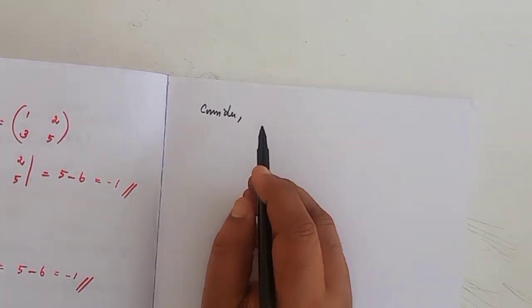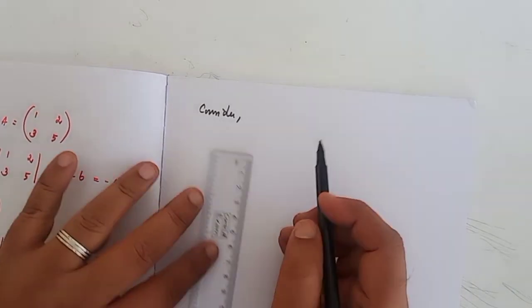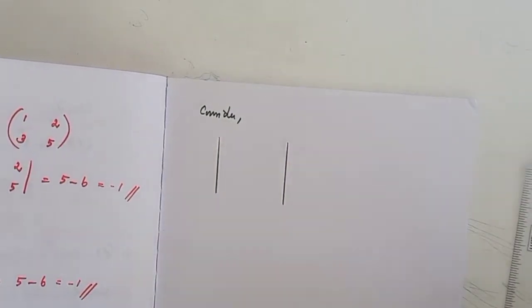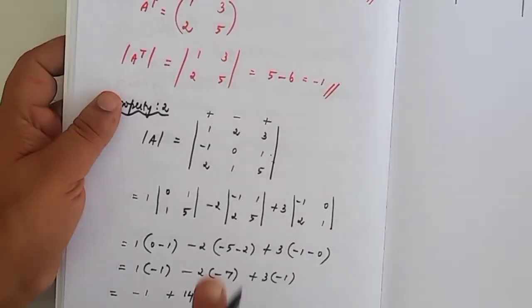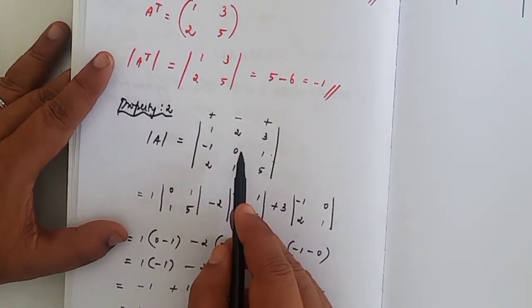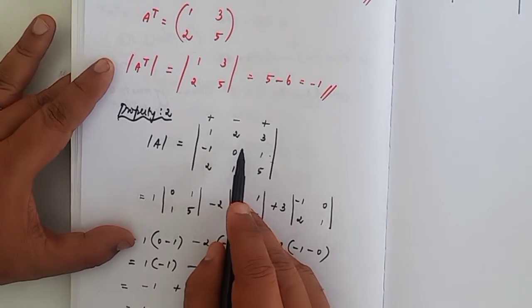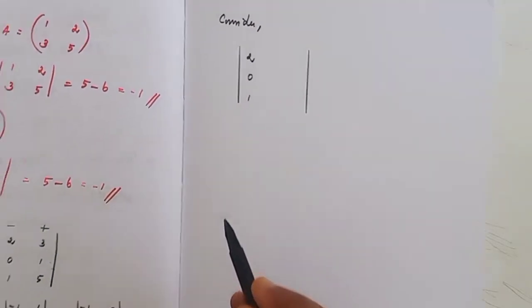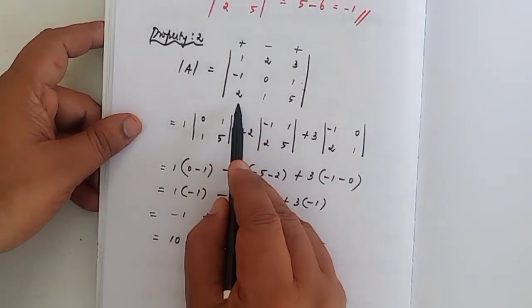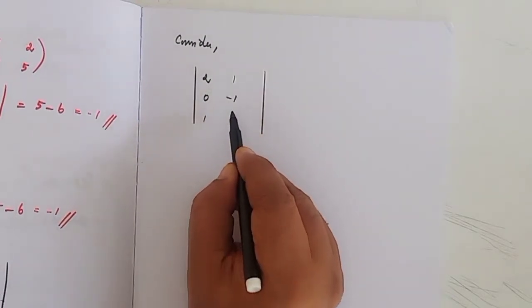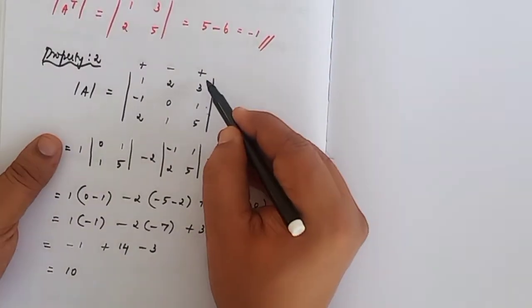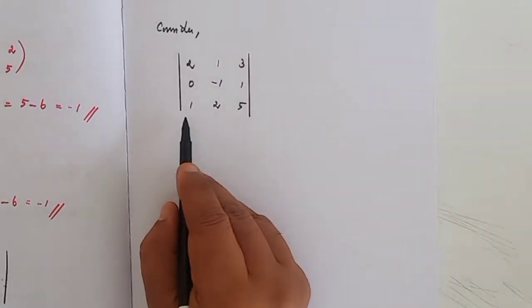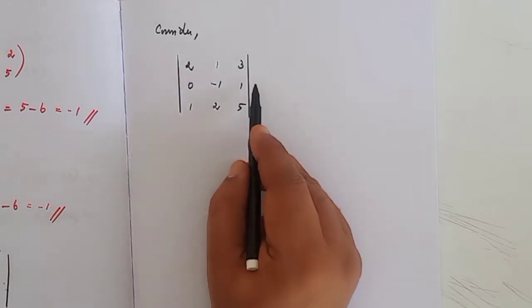Now, consider a new determinant. Look at that. In this determinant, I am interchanging the first column and second column. That is 2, 0, 1 in the first position, and 1, minus 1, 2 in the second position, and the third column written as it is, 3, 1, 5. So what I have done here is just interchanged the first column and second column. I am retaining the third column as it is.